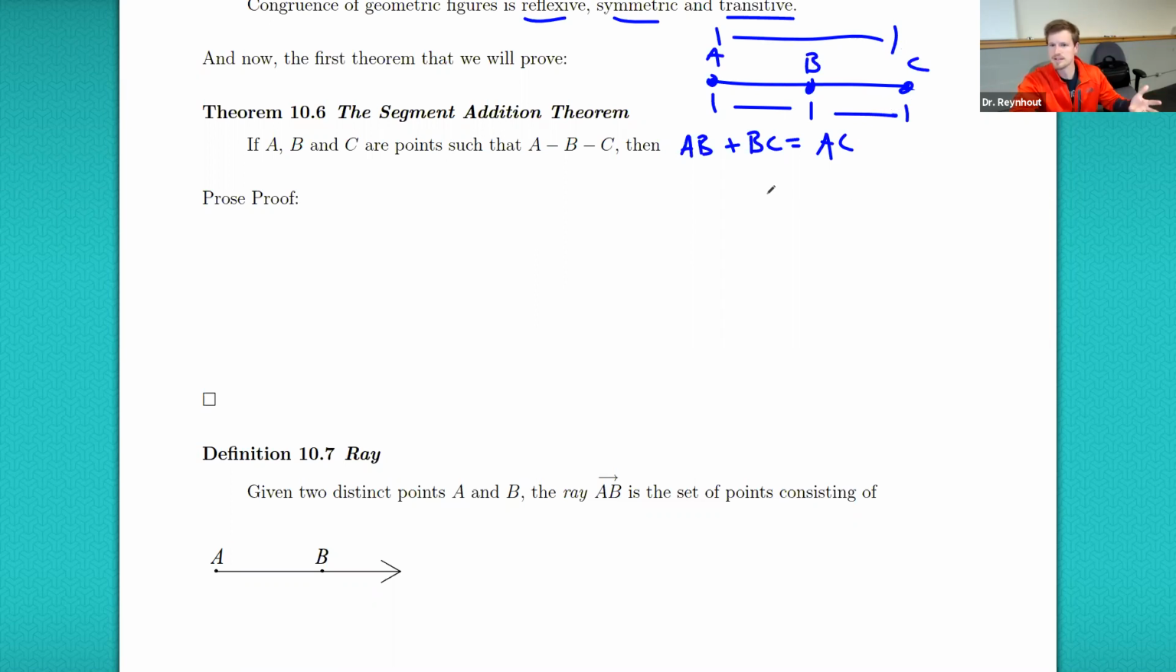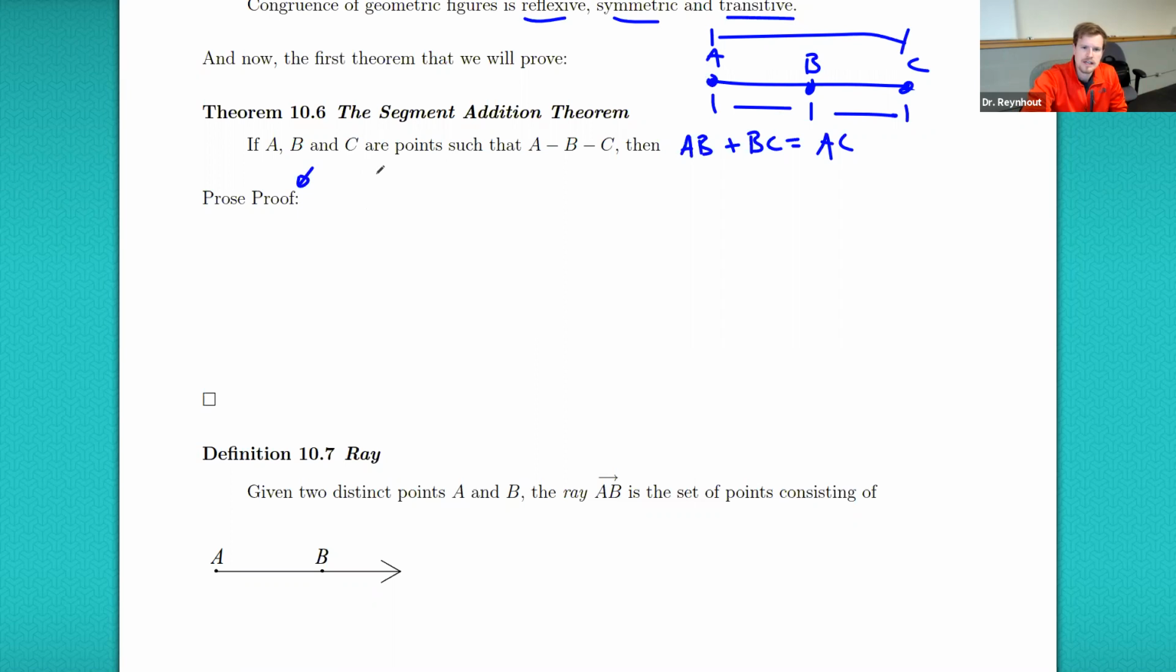And that makes sense to us, right? Because we're on a line. That's no problem. But we want to make sure that we understand that completely through a proof. All right, we want to justify it. We want to be able to say, this is why we know it's true.